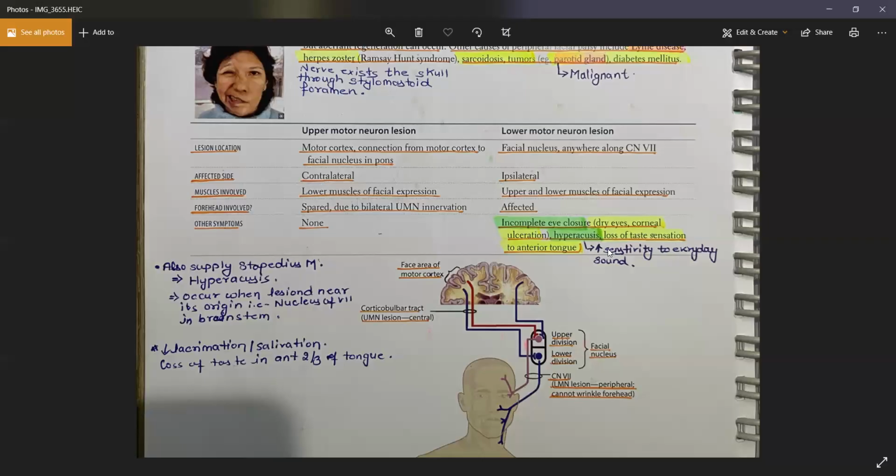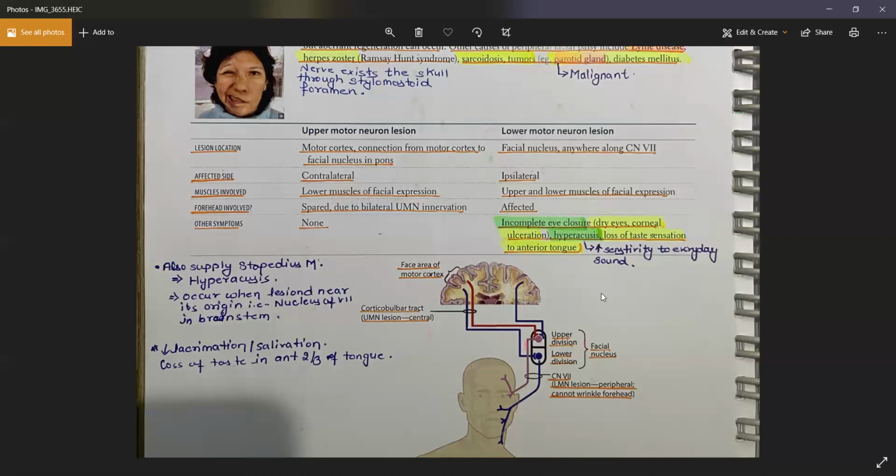Submandibular and sublingual. And what about my parotid? The parotid gland is not involved. What innervates my parotid? Vagus? No, sure, it is glossopharyngeal, the ninth nerve. So the parotid gland is the ninth nerve, the glossopharyngeal, and for my submandibular and sublingual, it is my facial nerve.